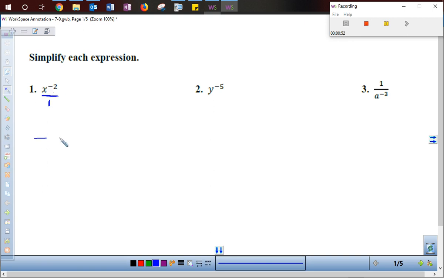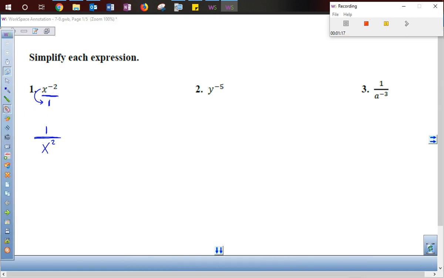So I'm going to start by making a fraction bar. And when I move this x to the negative second to the denominator, it becomes an x to the positive second. But we need to figure out what goes up here in the numerator. So since there was nothing else up here with that x to the negative second, we're going to just have 1. So x to the negative second is really just 1 over x to the positive second.